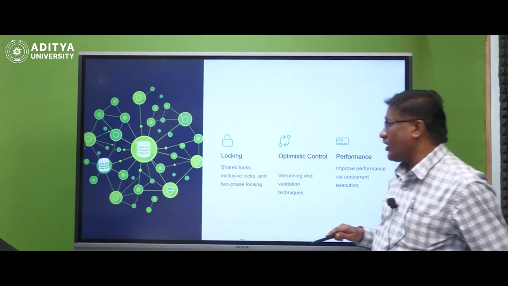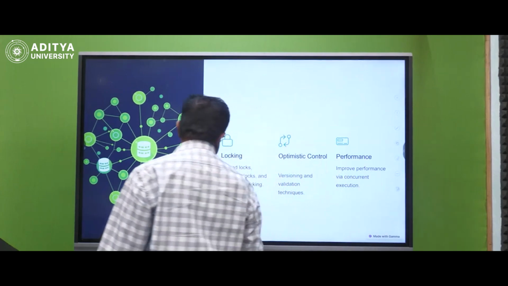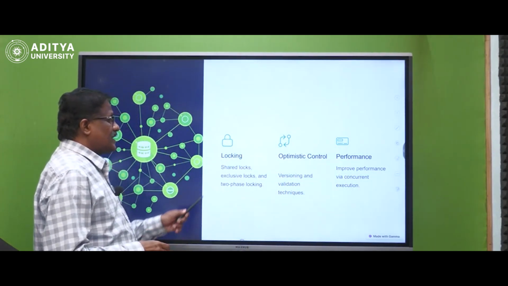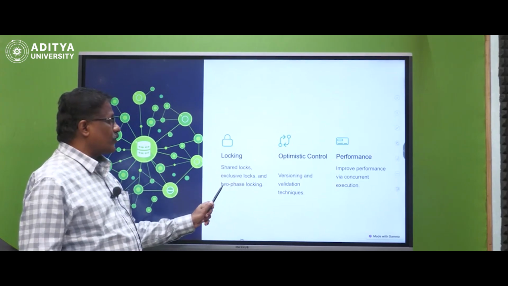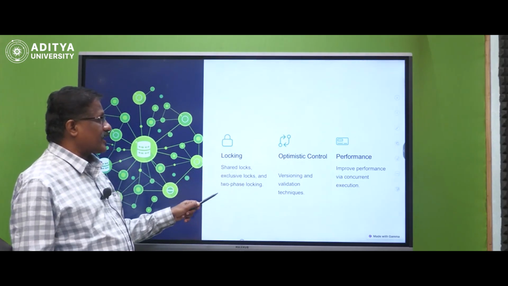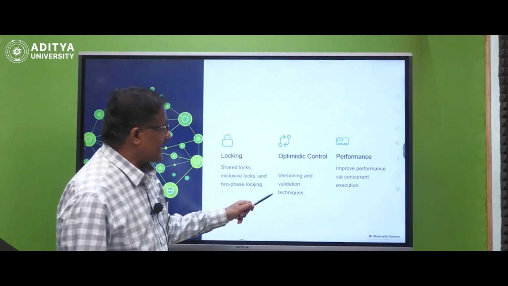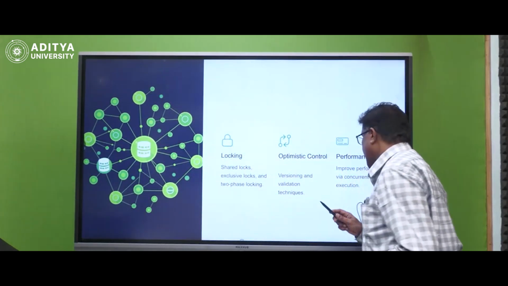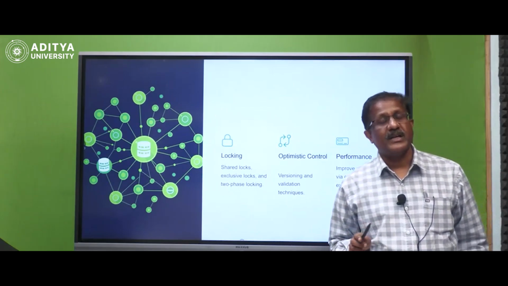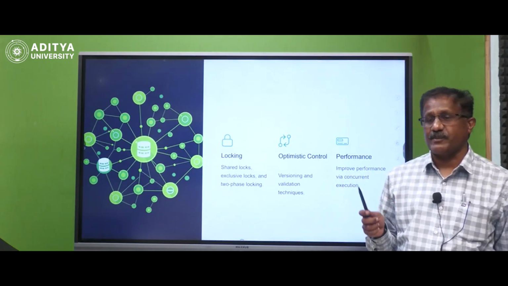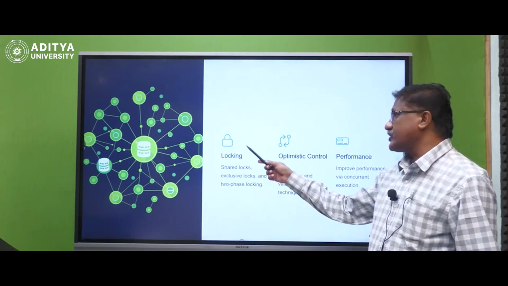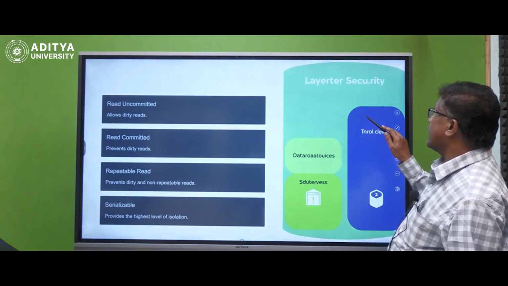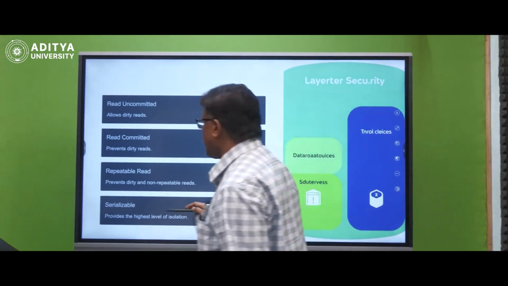And we have locking for the purpose of security. Locking means shared locks, exclusive locks, two-phase locking. These are the various types of locking methodology we use, along with versioning and validation techniques. For what purpose? To improve performance via concurrent execution, because multiple transactions are happening at the same time. To control this, we use these types of locking methods.